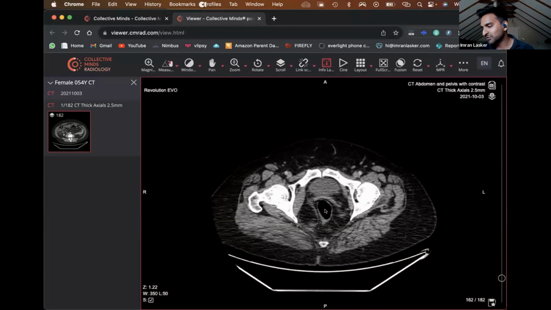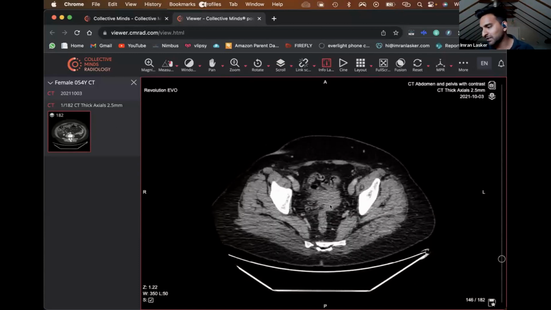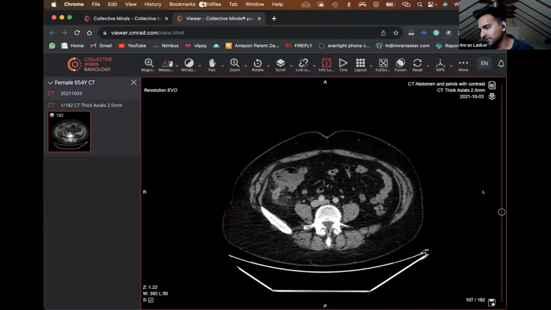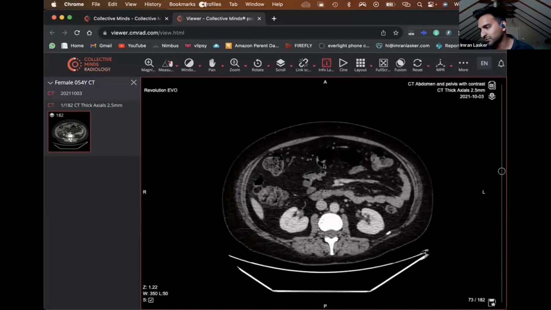So then what you do, you go from the rectum, you go all the way up, and you follow it, follow it, follow it. It seems to be a very tortuous one.